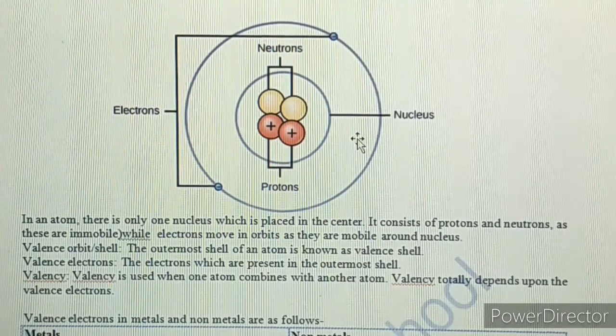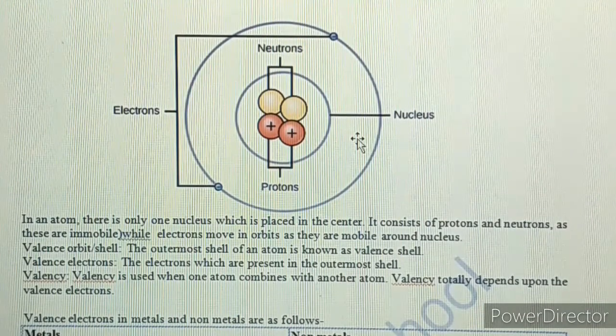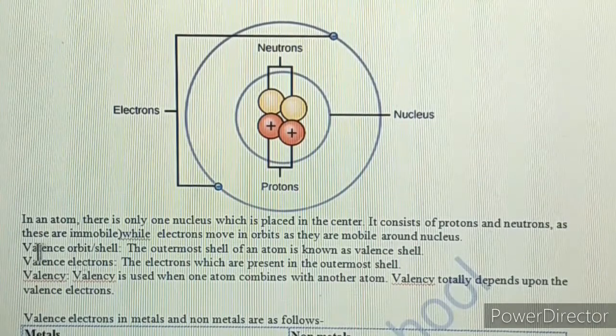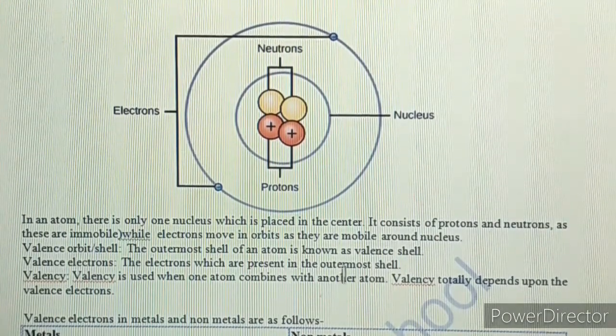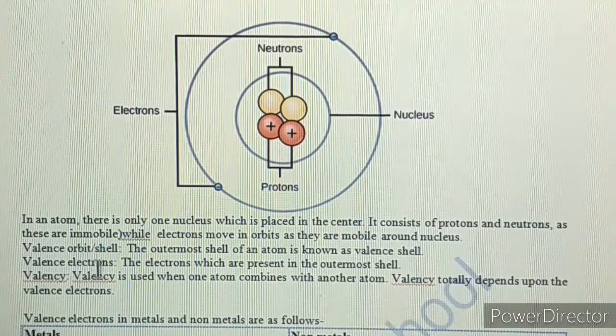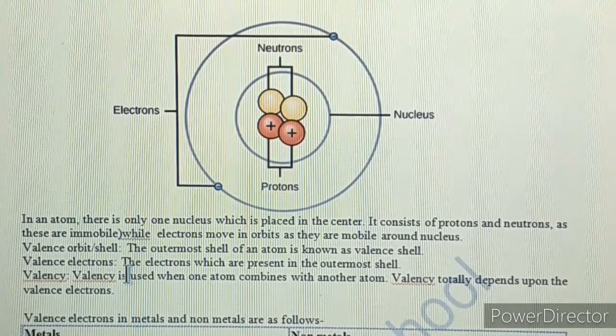Like in the first shell, only 2 electrons can come. In the next shell, only 8 electrons can come. So there are some particular numbers. Right now you must know that the outermost shell of an atom is known as the valence shell, and the electrons which are present in that outermost shell are called what? Valence electrons. There are 2 things.